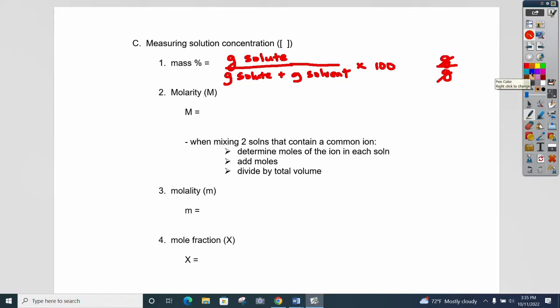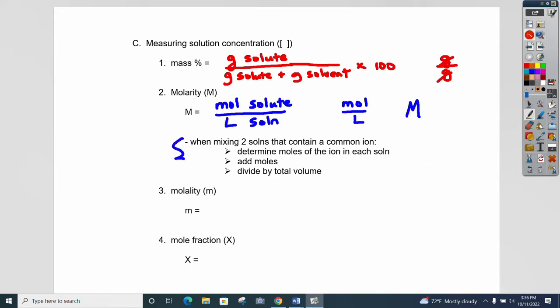The next and the most common unit for solutions is molarity. We're going to symbolize that with a capital M, and molarity is going to be moles of your solute divided by liters of the entire solution. So your unit for molarity is going to be moles per liter, or if you prefer, you can just write it as capital M, and I'll let you decide which one you use. Play around with both as you're working the problems, and you're probably going to like one more than the other.